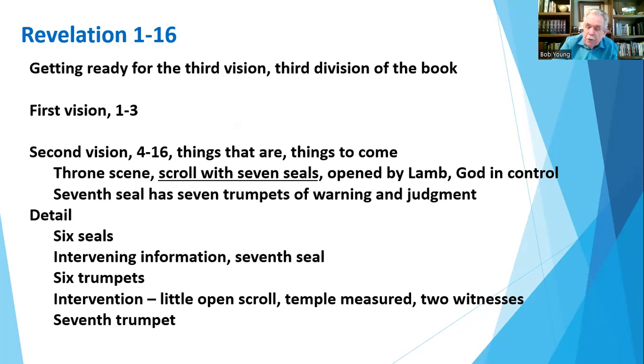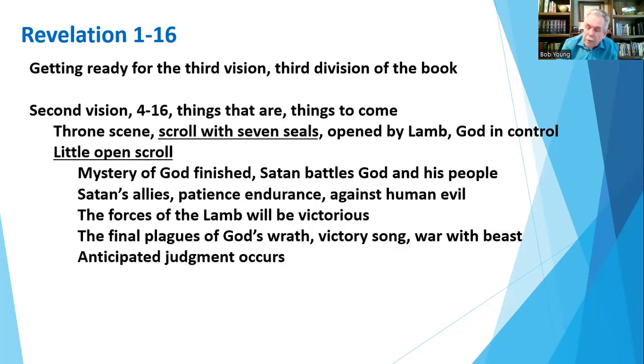After the seventh trumpet sounds, the current situation has been described, what has been, what is, what continues, but the focus of the apocalyptic vision now will turn to what will come after. God will give victory over the enemies of God's people, over Satan, over the beast, over the false prophet. The details of this victory are the subject of the little scroll. And that all gets us ready for the third vision, the third division of the book.